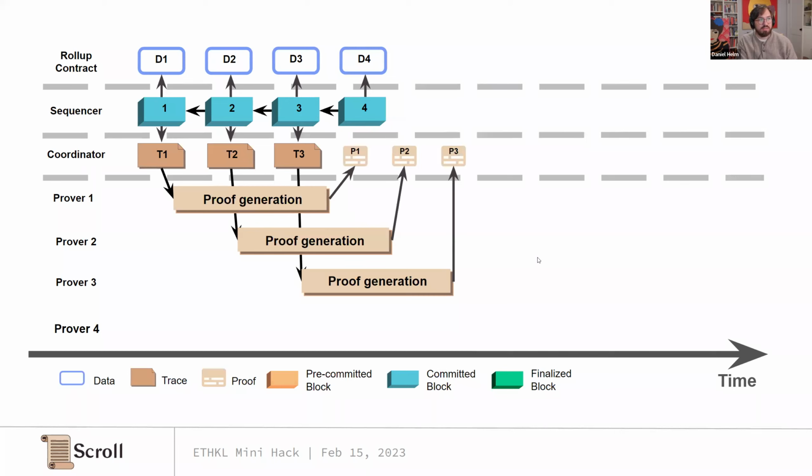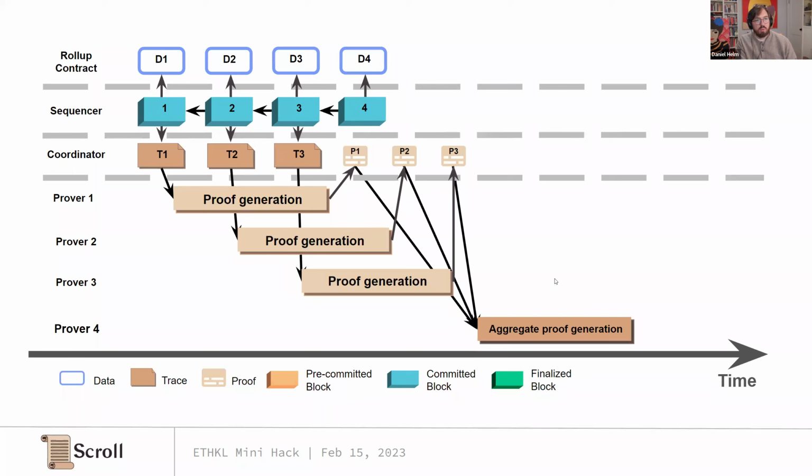All of these provers have finished their proof for their batch of blocks here. And then we can actually aggregate these proofs. So instead of making the Ethereum network verify 1, 2, 3 proofs, we can throw all of these into another proof. We have proofs on proofs. And so we pass these to another zero knowledge proof called our aggregate proof generation circuit.